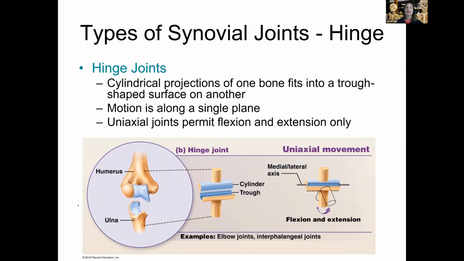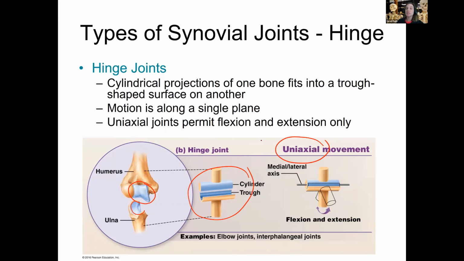And so how those articulating bone ends look is very similar to a door hinge. You're going to have one bone with sort of a cylindrical projection on it, and that's going to fit into like a trough on the other articulating bone. Looks very much like a door hinge. And a great example is here. You can see, remember, we have our humerus. Remember, here's the trochlea. And then we have our ulna, which remember has that trochlear notch. This is a fabulous hinge joint. And it only allows motion in one plane. Remember, it is a uniaxial joint.